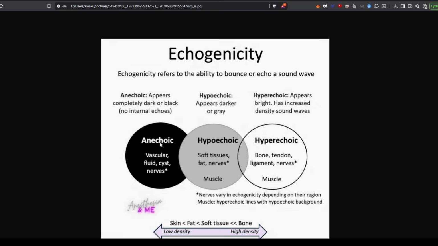So it says anechoic, that's typically vascular fluid, cysts and nerves. Hypoechoic, soft tissue, fat, nerves, and you have muscles, sometimes, but it varies. And hyperechoic would be bone, tendon, ligaments, nerves, and really sometimes it can be very, very tissue that has lots of collagen to it, fibrosis in the tissue.